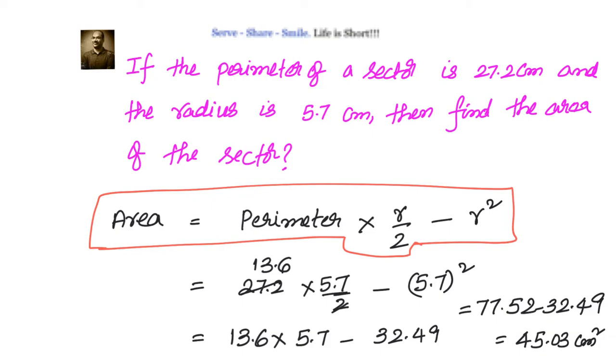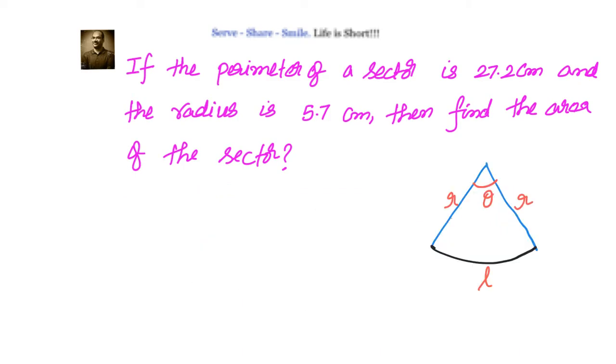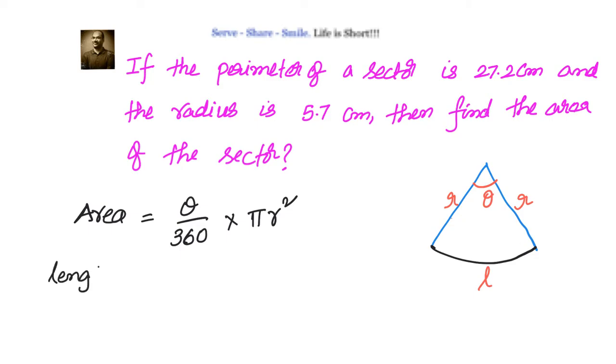Very easy to derive because we know what is area of sector and we also know what is perimeter of a sector. First let's understand, just put down what are the formulas we know. We know area of sector is given by theta by 360 into pi r square, where theta is in degrees. We also know that length of arc L is given by theta by 360 into 2 pi r, where theta is again in degrees.